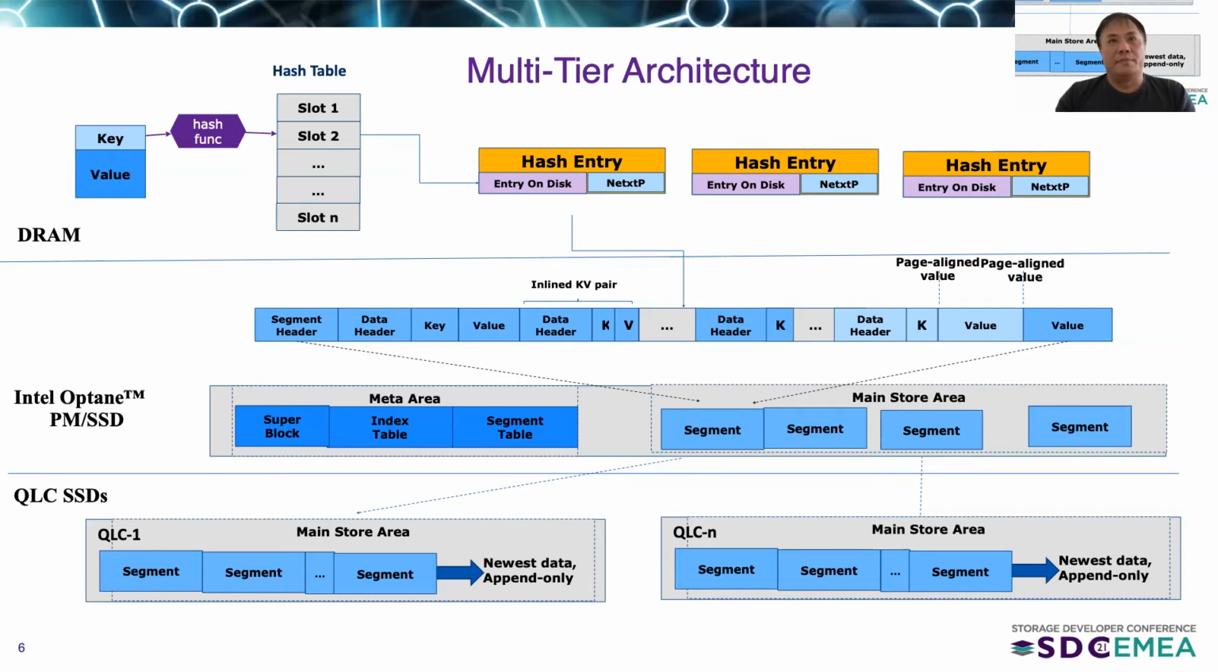Optane holds, besides temporary data, also metadata. We have something called a segment. A segment has all the metadata. You can see a segment is a combination of metadata and data. The metadata area is also another segment. The QLC holds data only.